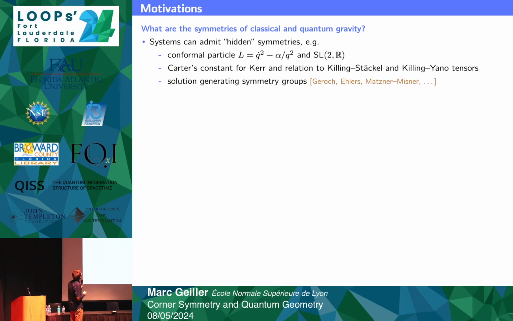We know also in general relativity that sometimes you have geodesic motion, and you can have conserved quantities on this geodesic motion. For example, the Carter constant, which is very useful to describe the geodesics in Kerr. We know that this follows from a very interesting structure, the so-called Killing-Stackel tensors or Killing-Yano tensors. This is the case of the Carter constant. So this is an example of a symmetry structure which is in a sense hidden in the structure of the theory. You have to dig a bit deep to find it.